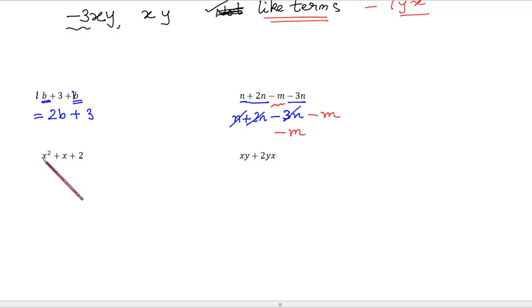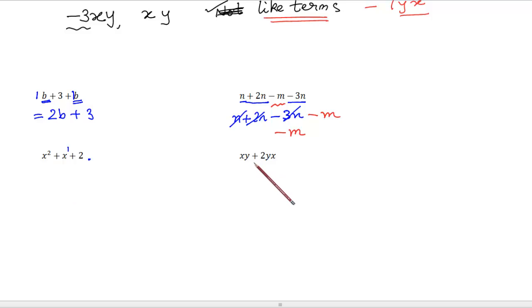What is this now? x square plus x plus 2. Now x square and x have the same letters, but since their indices are different, here the index is 2, here the index is 1 by default, they are not like terms, and this is just a constant number 2. So all the three are different terms. So the answer to this is x square plus x plus 2. We cannot simplify this.